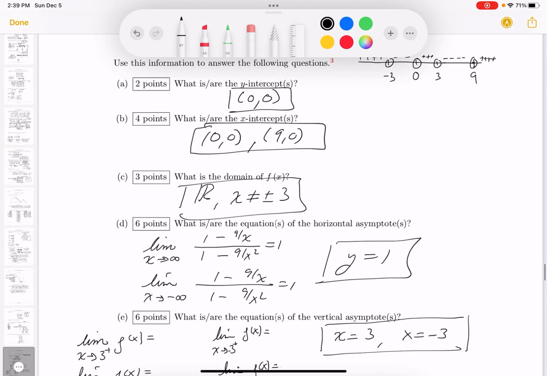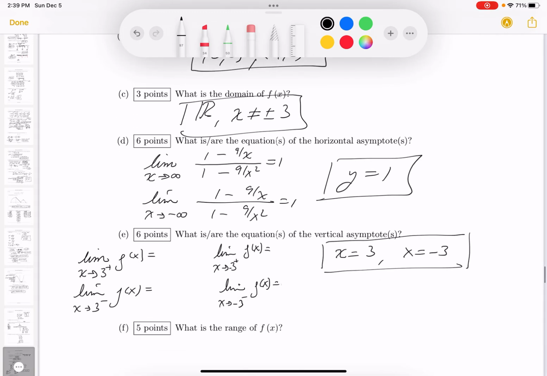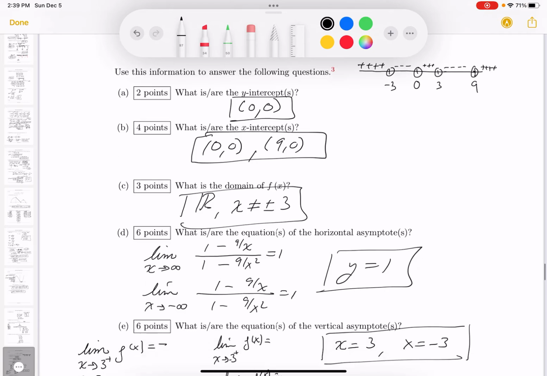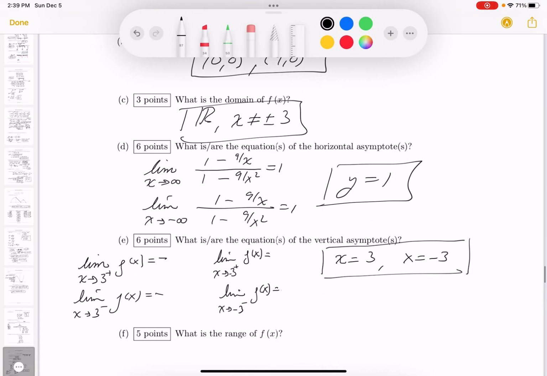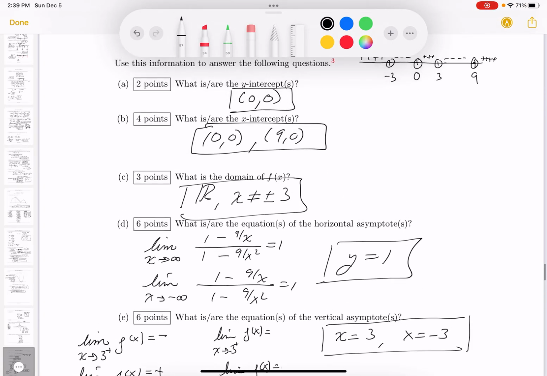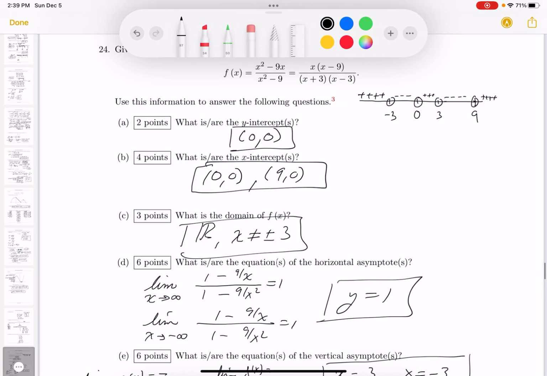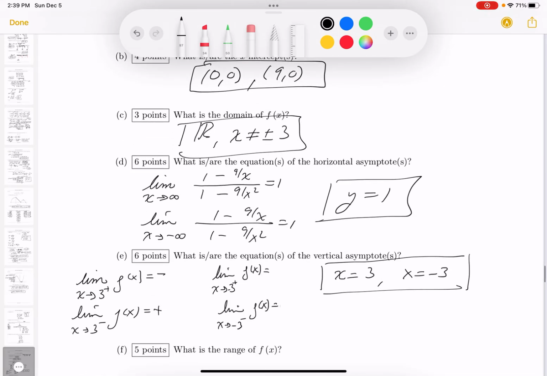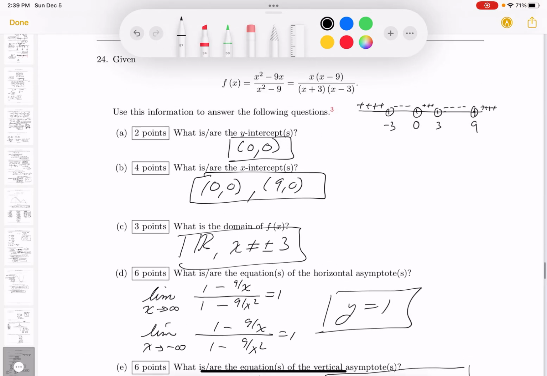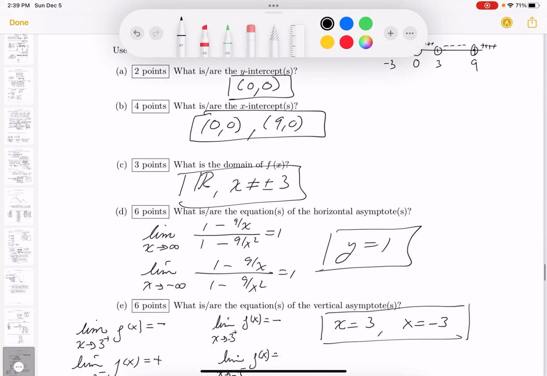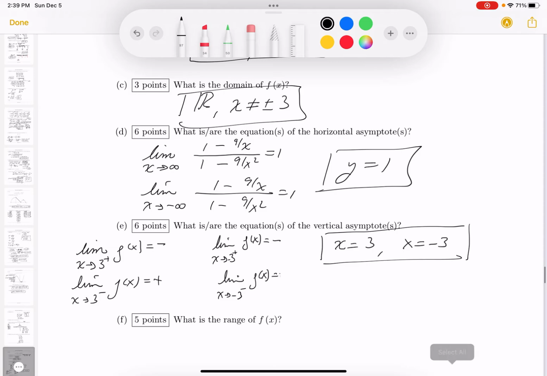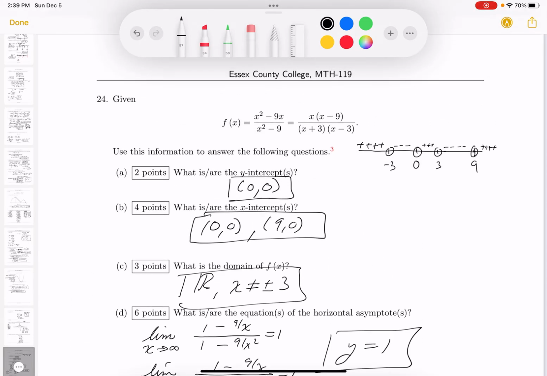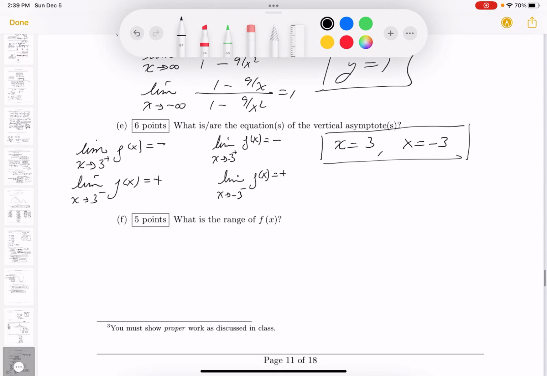So 3 from the right, it's negative. 3 from the left is positive. Minus 3 from the right is negative. And then minus 3 from the left is positive. Now, I do want to point out what's happening over here is we have divisions by zero, so these things are going to be blowing up without bound.